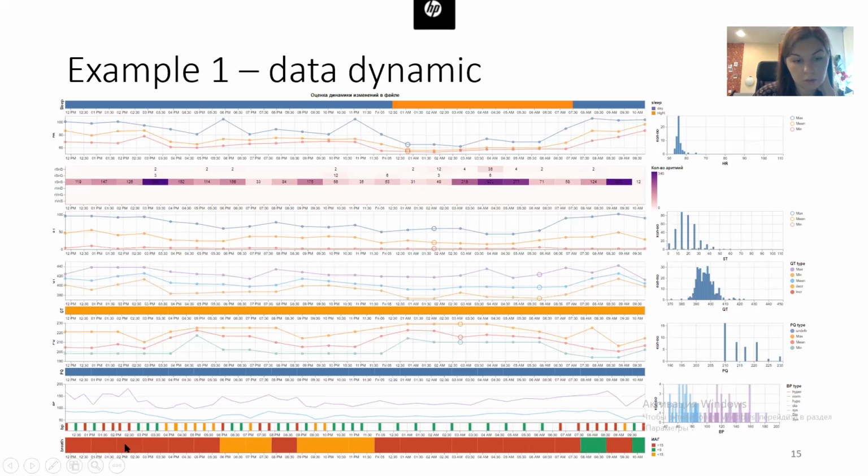You may see also these plots for the index of apnea and hypopnea. If it's red, it means this index is greater than 15, and we have a lot of apnea and hypopnea events in this period.